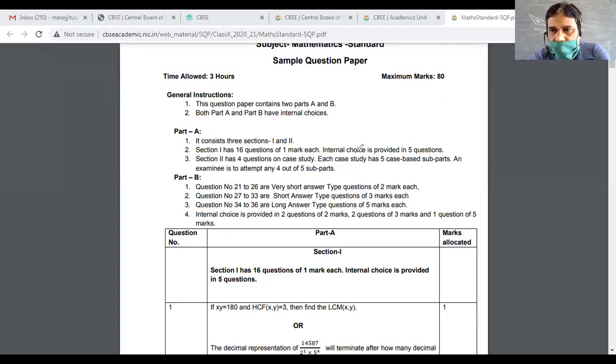Can you see the screen? Yes, sir, it's visible, sir. Okay. See, now it is. It's visible, sir. Okay.